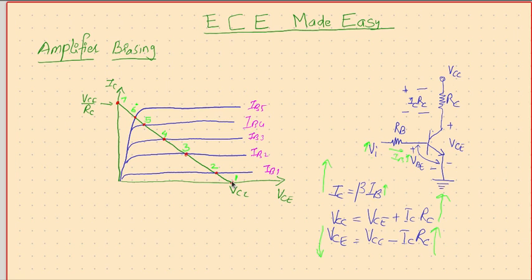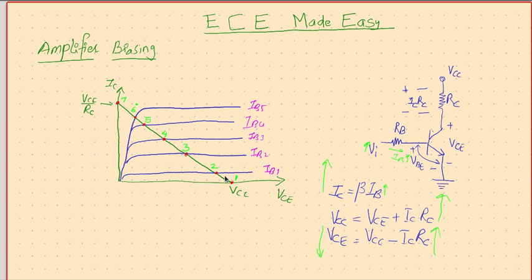So this is the point represented as 1, where there is no base current. This is the point which is 2, which is having minimum base current IB1. This is the point 3, which is having base current equal to IB2. This is 4 with base current IB3. 5 this, 6 this, and this is the 7th point.